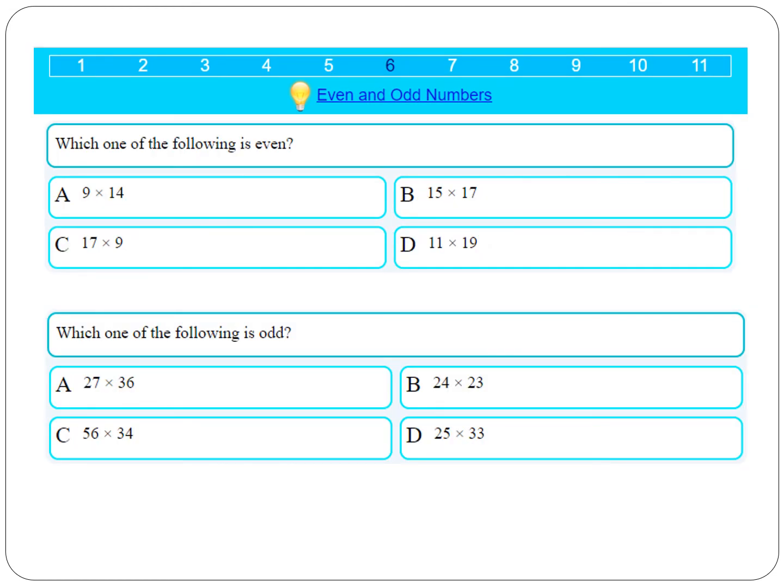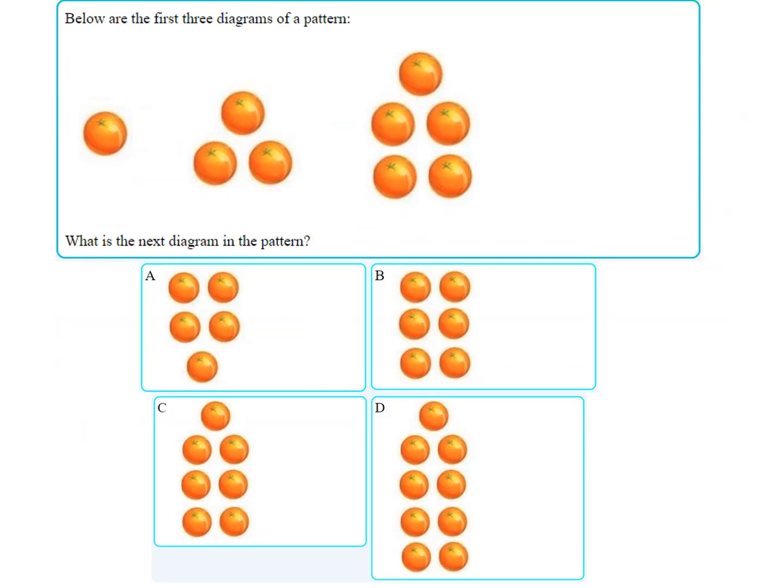Question number 6. Which one of the following is even? A. 9 times 40. Question number 7. Which one of the following is odd? D. 25 times 33. Question number 8. Below are the first 3 diagrams of a pattern. What is the next diagram in a pattern? The answer was C.